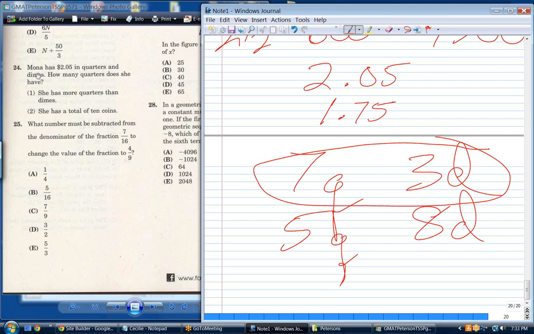Okay. That's a clever problem there. That's more typical of how tough their data sufficiencies can be. They look like there's an obvious no, but it turns out that if you spell out all of the combinations where you can make $2.05 with quarters and dimes, there aren't that many.